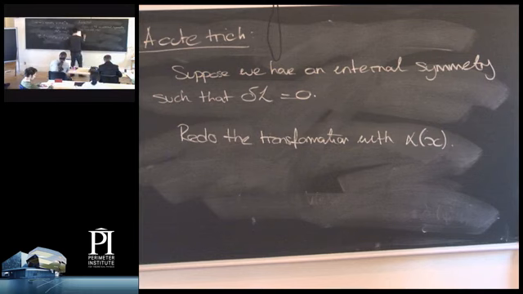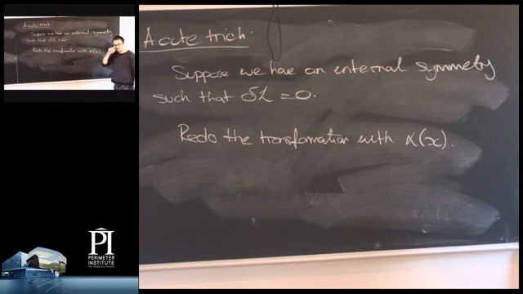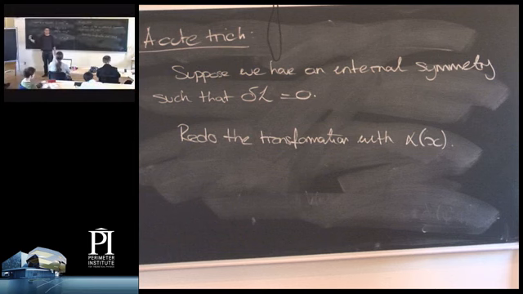We'll redo the transformation with alpha not now constant, but being a function of x. Okay? So just to stress, we're not promoting this symmetry to a gauge symmetry. For those of you who know about gauge symmetries, there's no gauge field floating around. We're just redoing the symmetry transformation, but with these parameters alpha now varying with x.